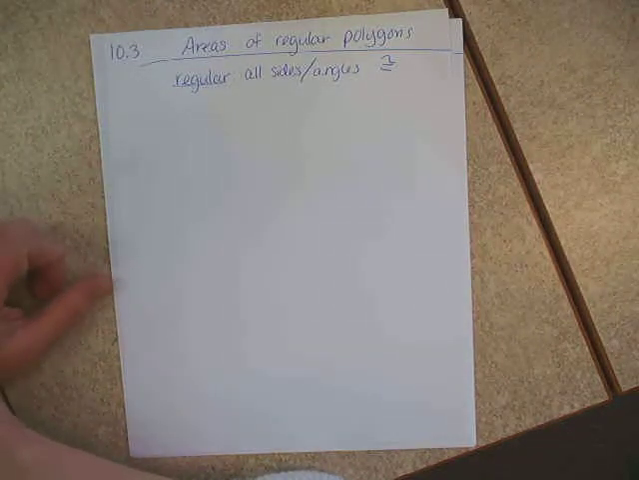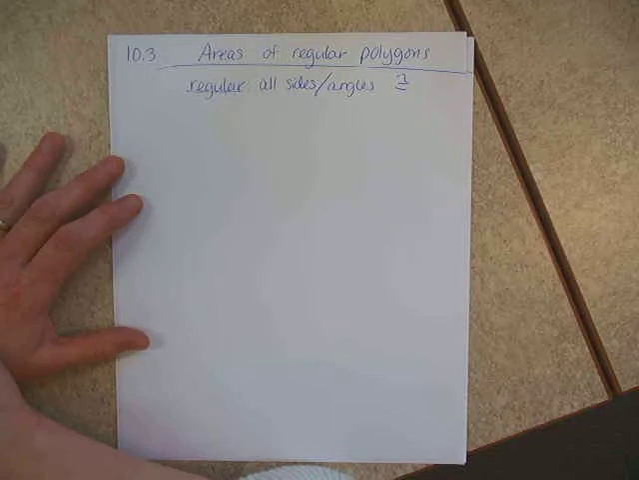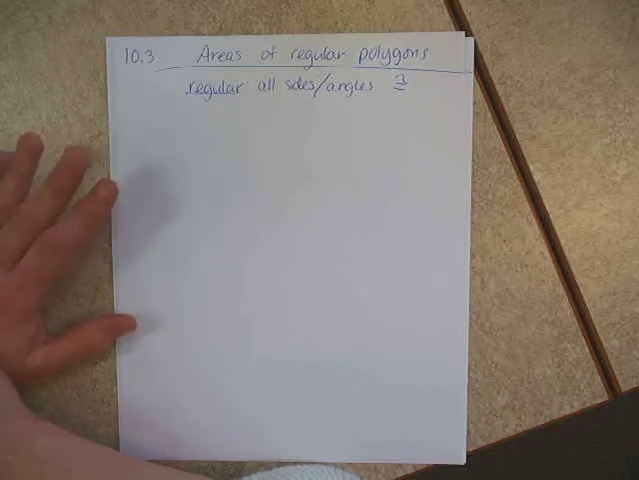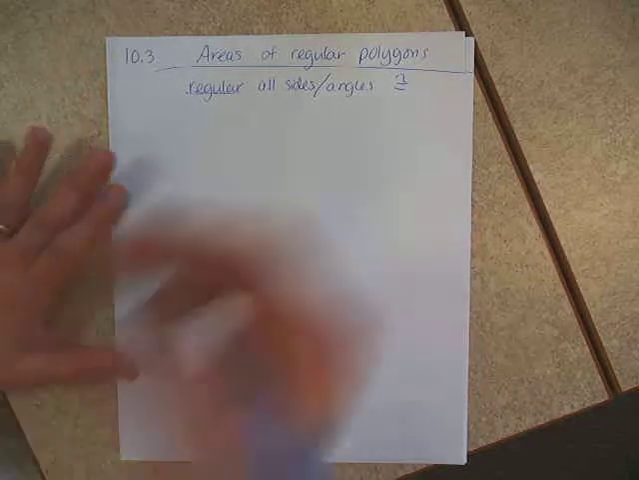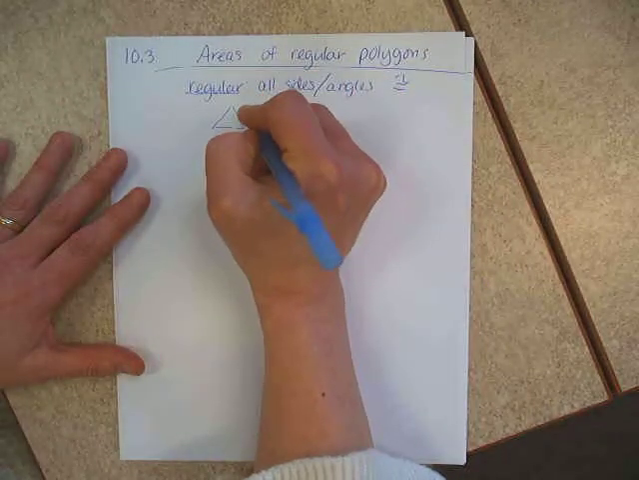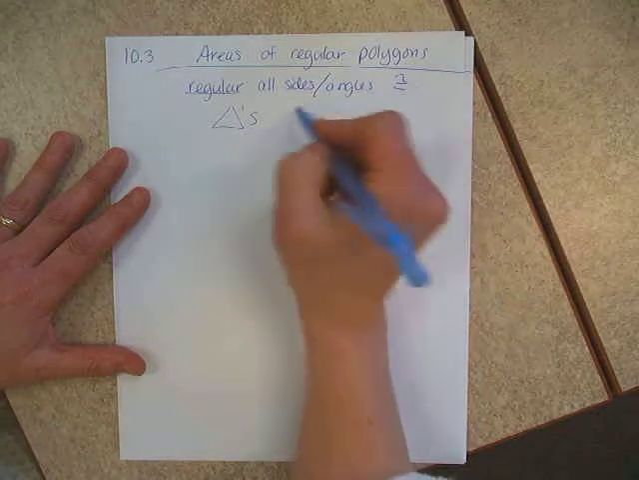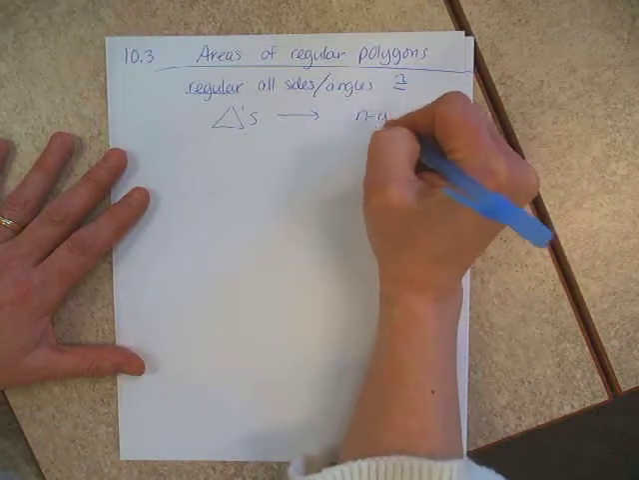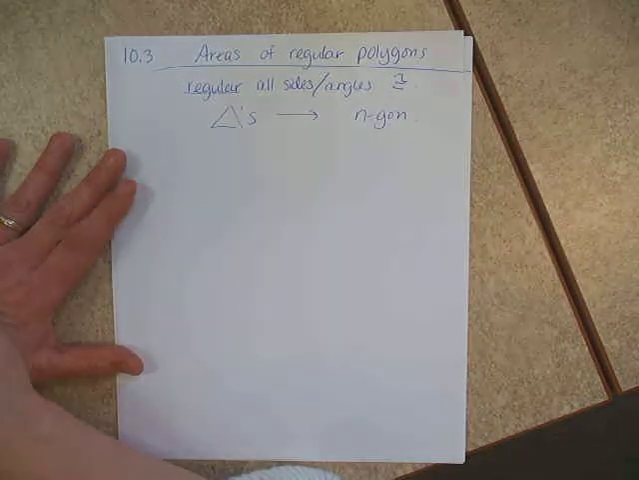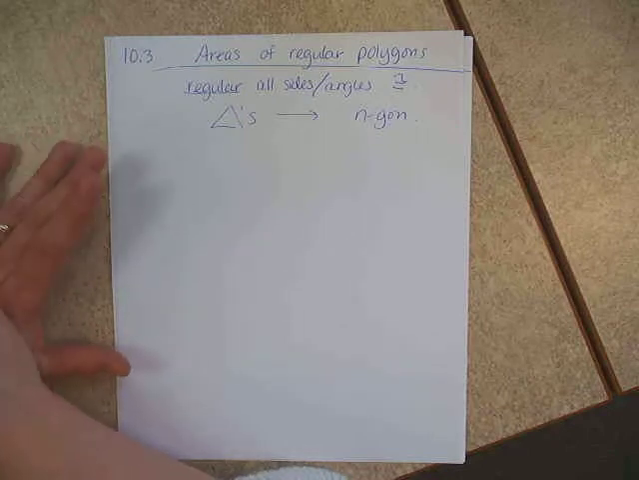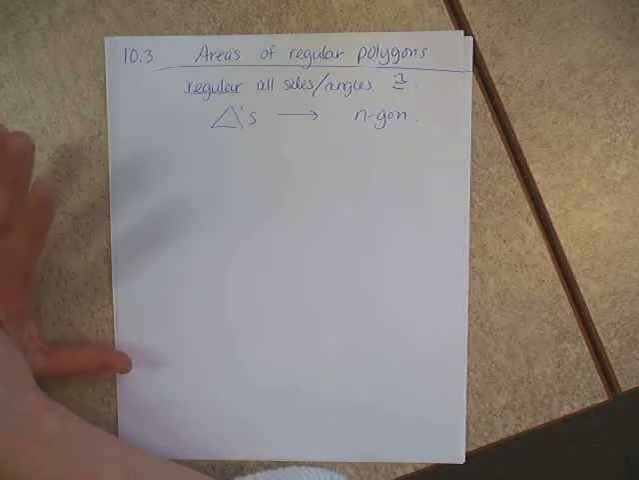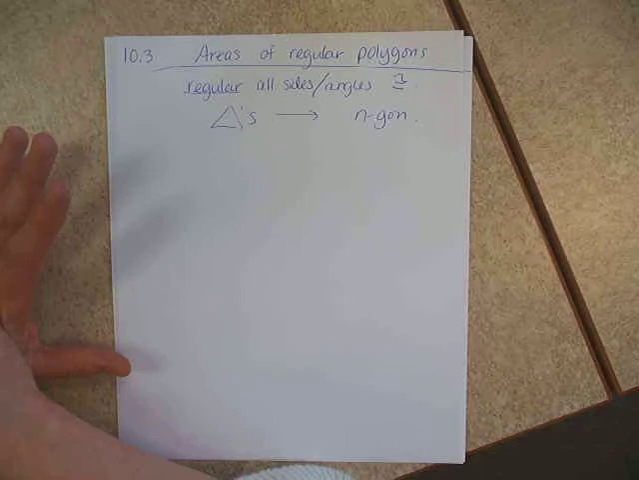If you have polygons that have all different side lengths, this is not the way to find the area. This formula only works for regular polygons. So that means we could talk about triangles all the way up to an n-sided figure. Any number of sides, as long as it's regular, this formula would work.